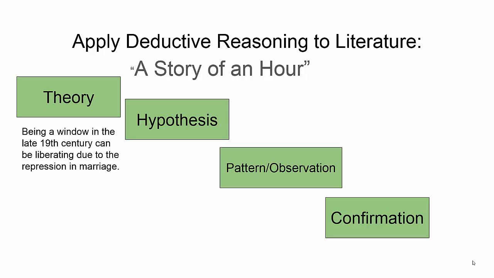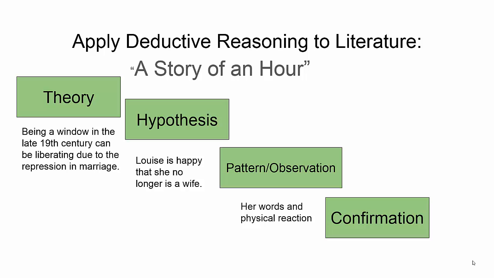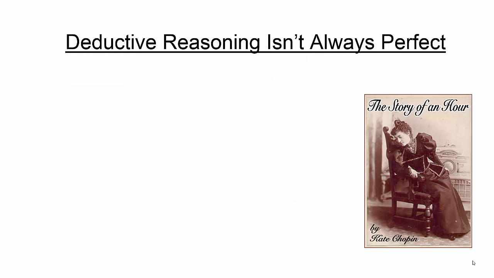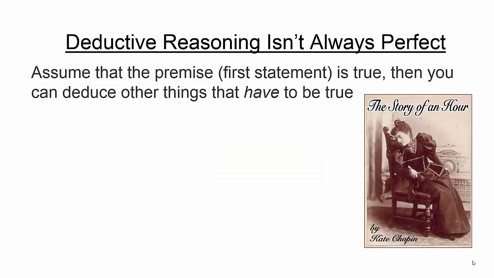Okay, you have this idea, and now you're going to look in the literature specifically to support your idea that Louise is happy that she no longer is a wife. You'd specifically go to the text to find patterns and observations, such as finding her words and physical reactions. That would confirm that Louise is not overly sad upon hearing of Mr. Mallard's death. But like inductive reasoning, deductive reasoning isn't always perfect. In deductive reasoning, you have to assume that the premise, that's the first statement, is true. Then you can deduce other things that have to be true.